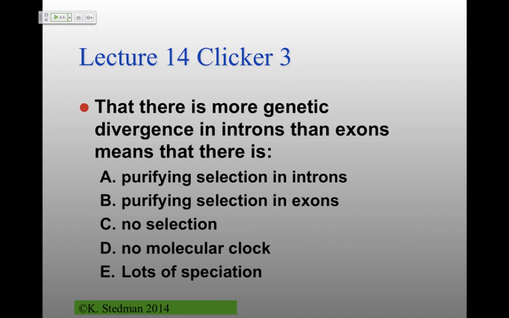So our third clicker question is probably more of a genetics question than a molecular biology question. That there's more genetic divergence in introns than exons means that there is purifying selection in introns, purifying selection in exons, no selection, no molecular clock, or lots of speciation.